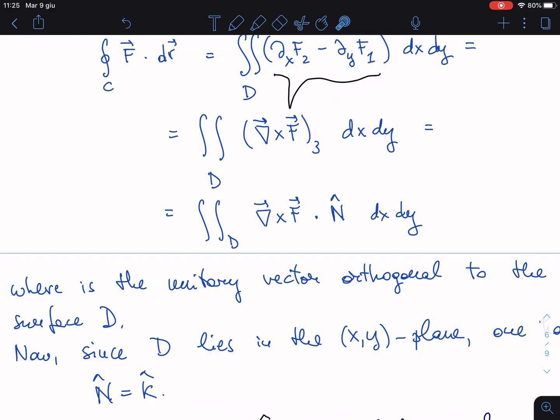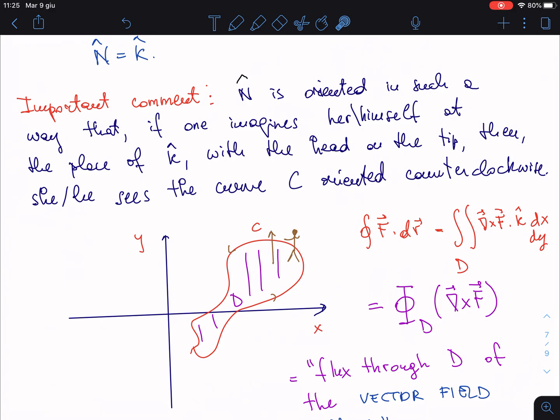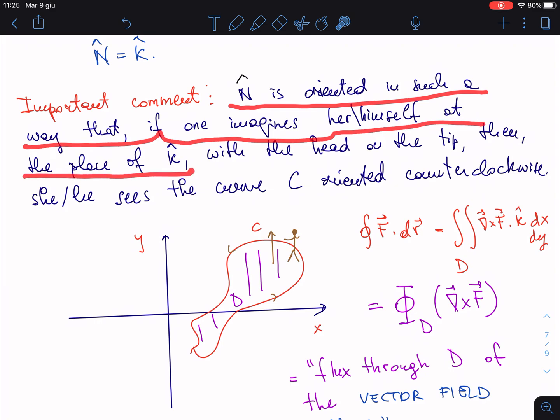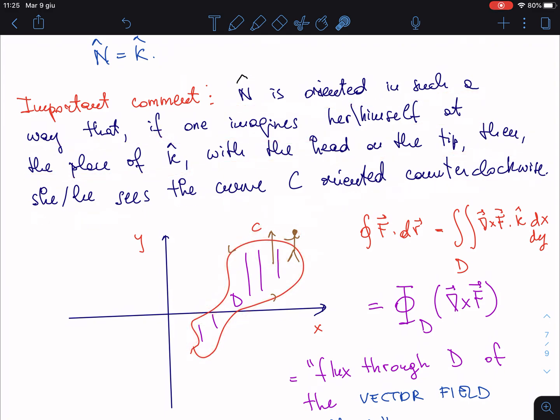So we go back to our computation. So we wrote down this integral, and this is the comment on the orientation. So I read it again because it is very important. So the unitary vector n on the surface D is oriented in such a way that if one imagines herself or himself at the place of k with the head on the tip, then she or he sees the curve C oriented counterclockwise. And here is the other picture. You are here, like the arrow, and you see the parameterization, the point that represents the chosen parameterization of the curve, running through the curve counterclockwise. This is very important.